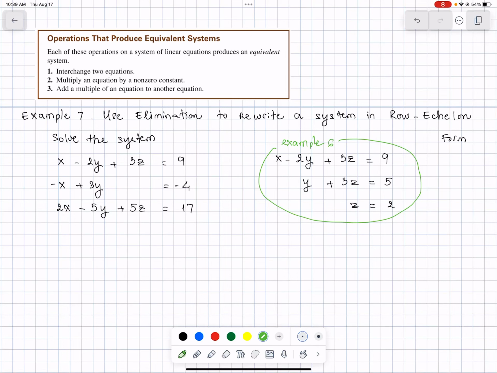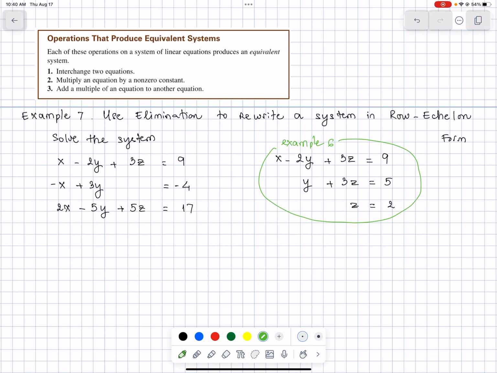Operations that produce an equivalent system. Each of these operations on a system of linear equations produces an equivalent system. 1. Interchange two equations. 2. Multiply an equation by a non-zero constant. 3. Add a multiple of an equation to another equation.